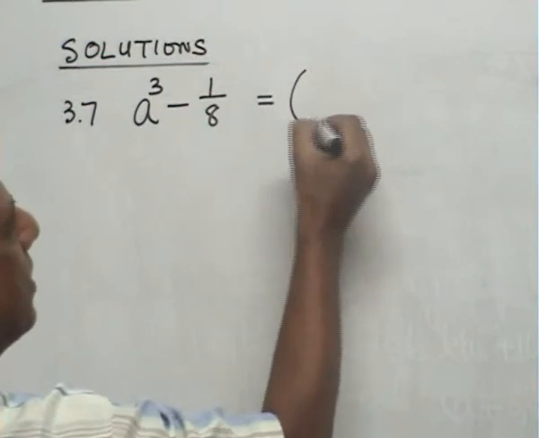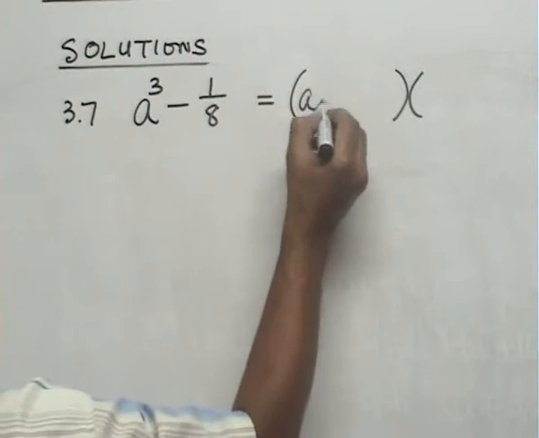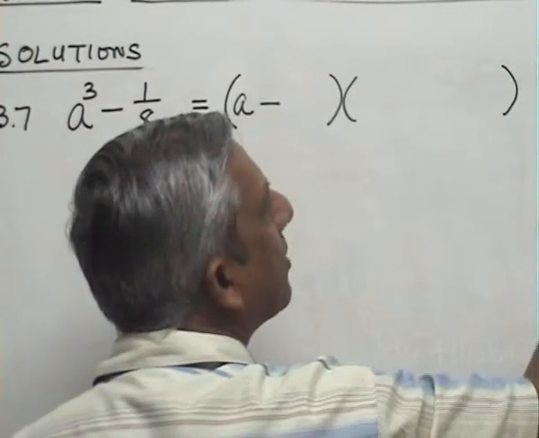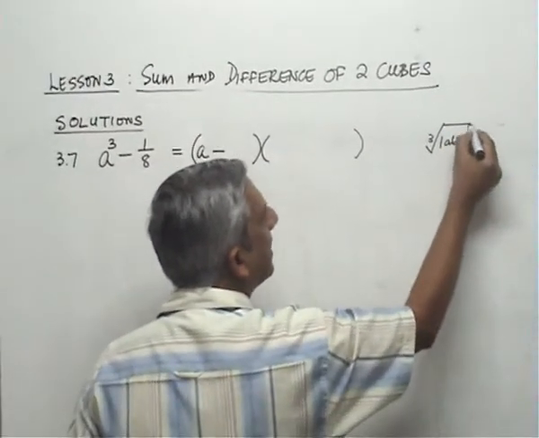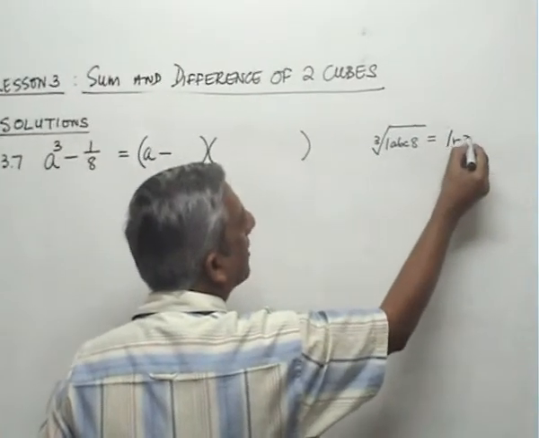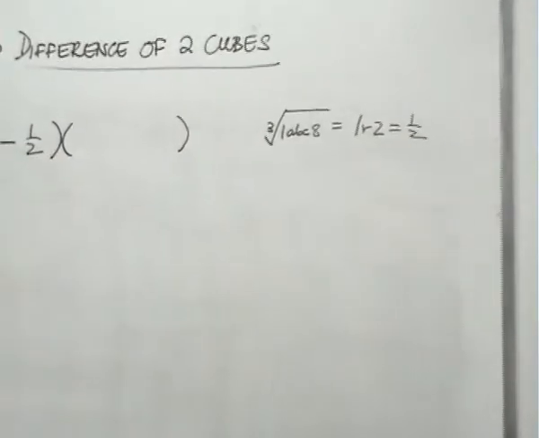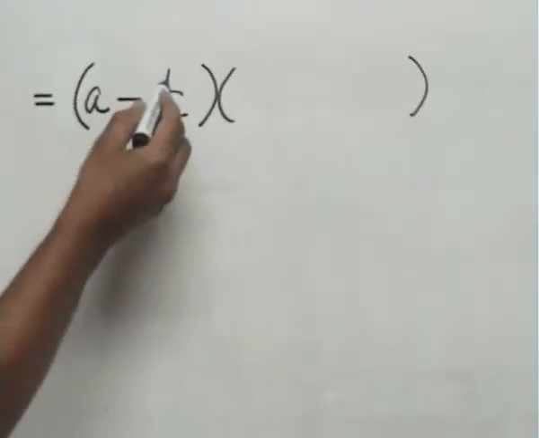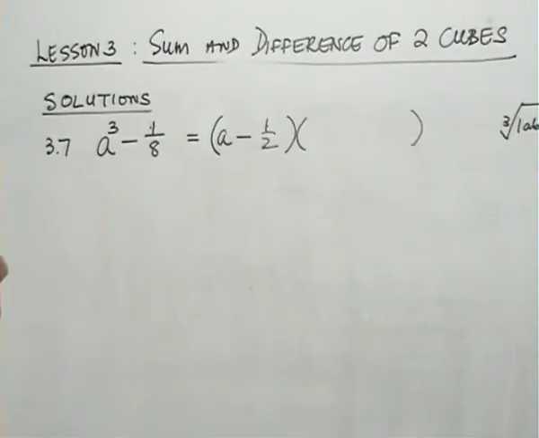Right, once again, one small bracket, one big bracket, a minus cube root of 1 over 8. So in your calculator, you'll tell it cube root of 1 over 8, and you'll get 1 over 2, which is really half. So that's half. Or to put it another way, the cube root of 1 is 1. The cube root of 8 is 2. Therefore the answer is half.